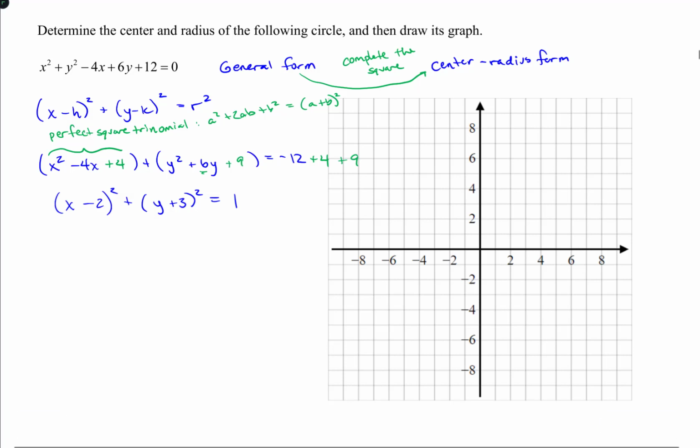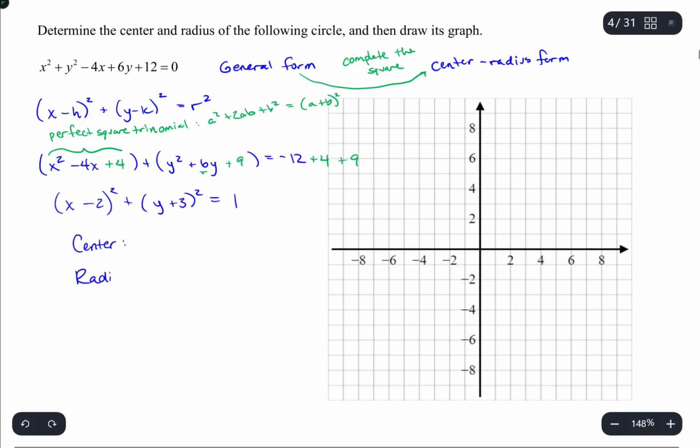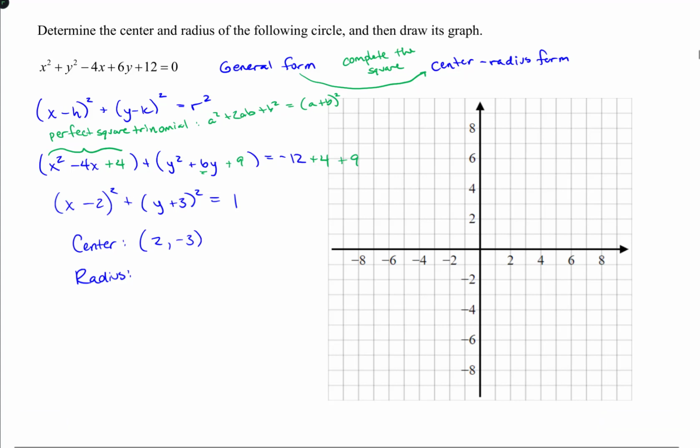So now I'm in this center radius form, and I can identify those two items very easily. So the center of this circle will be located at +2, -3. Remember, we do take the opposite of those values there. And the radius is the square root of 1, which is just 1.